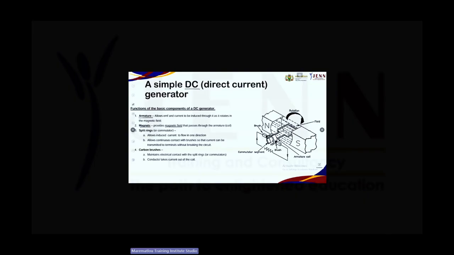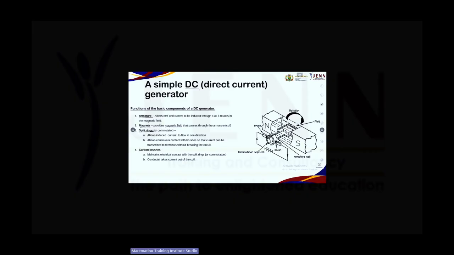Then we have our split rings, or split ring commutator. We can talk about that as well. Like I said, it helps the current to flow only in one direction. It also allows continuous contact with the brushes so that the current can be transmitted to terminals without breaking the circuit. So here, can you see that your slip rings are connected to your carbon brushes as well?